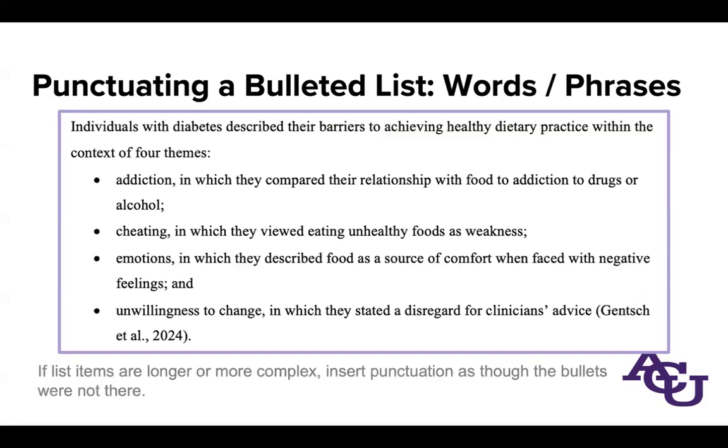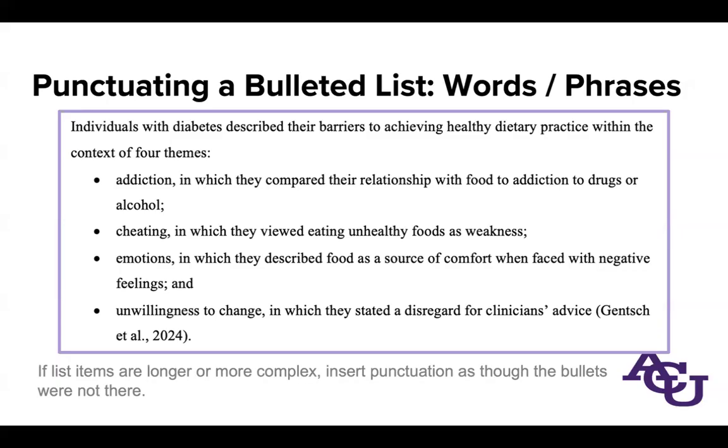Here we've got a list of phrases that are more complex. Individuals with diabetes described their barriers to achieving healthy dietary practice within the context of 4 themes: addiction, in which they compared their relationship with food to addiction to drugs or alcohol; cheating, in which they viewed eating unhealthy foods as weakness; emotions, in which they described food as a source of comfort when faced with negative feelings; and unwillingness to change, in which they stated a disregard for clinicians' advice.